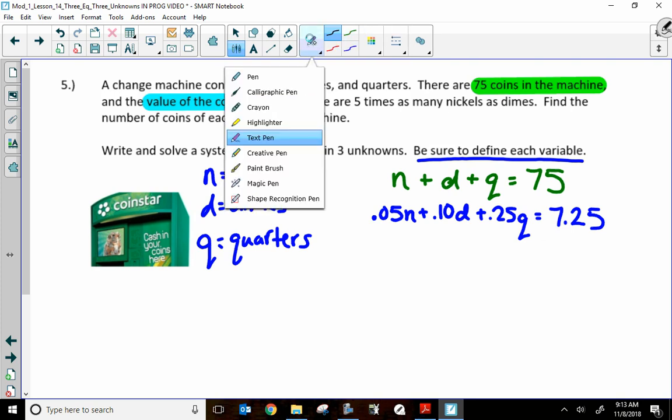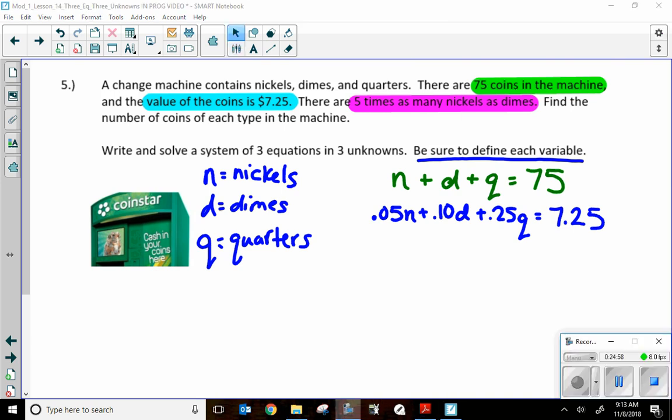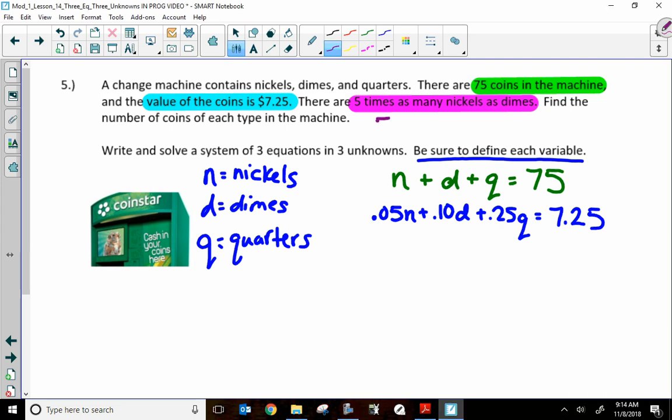And no, not the text pen. Purple. There are 5 times as many nickels as dimes. Don't make the mistake that everybody here makes. Don't say, oh, 5 times nickels equal dimes. No, no, no, no. There are 5 times as many nickels as dimes.